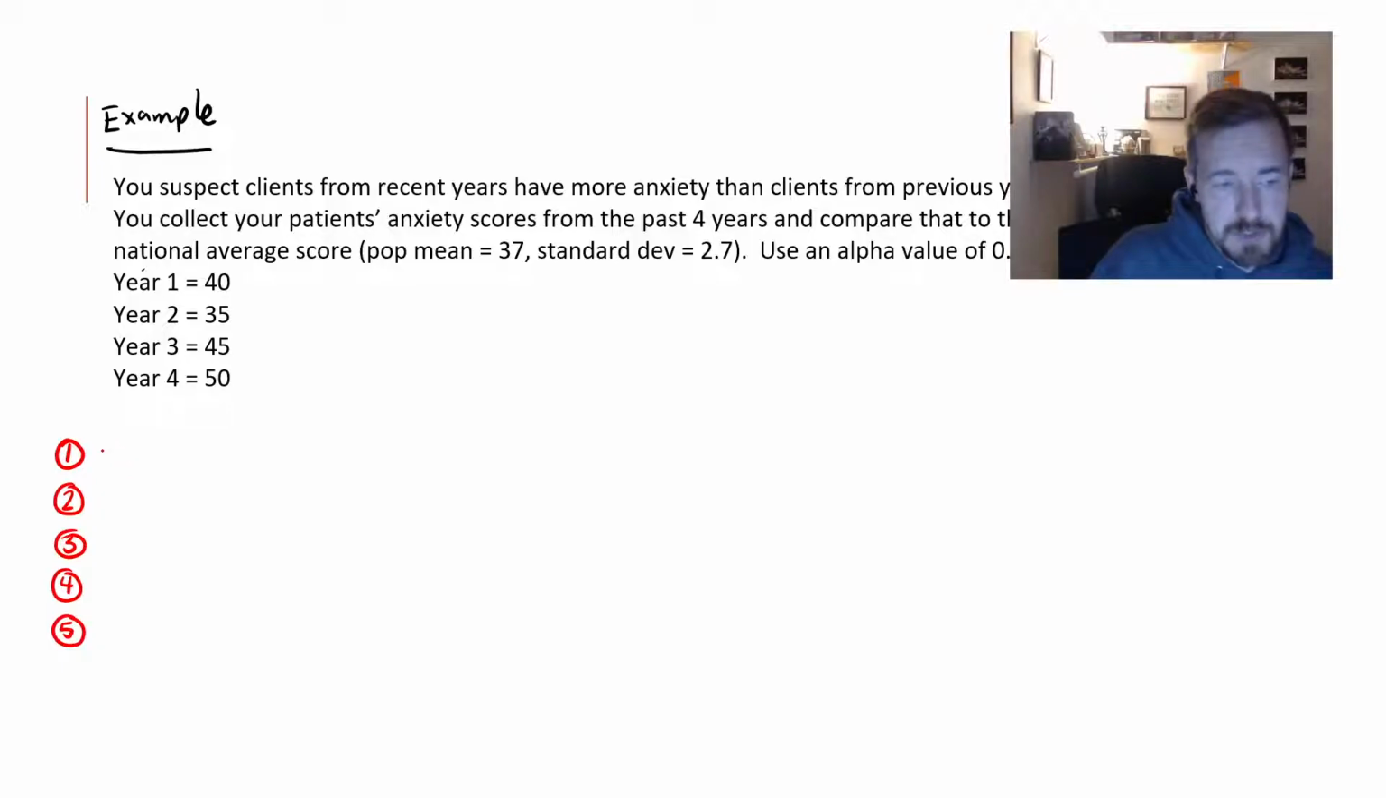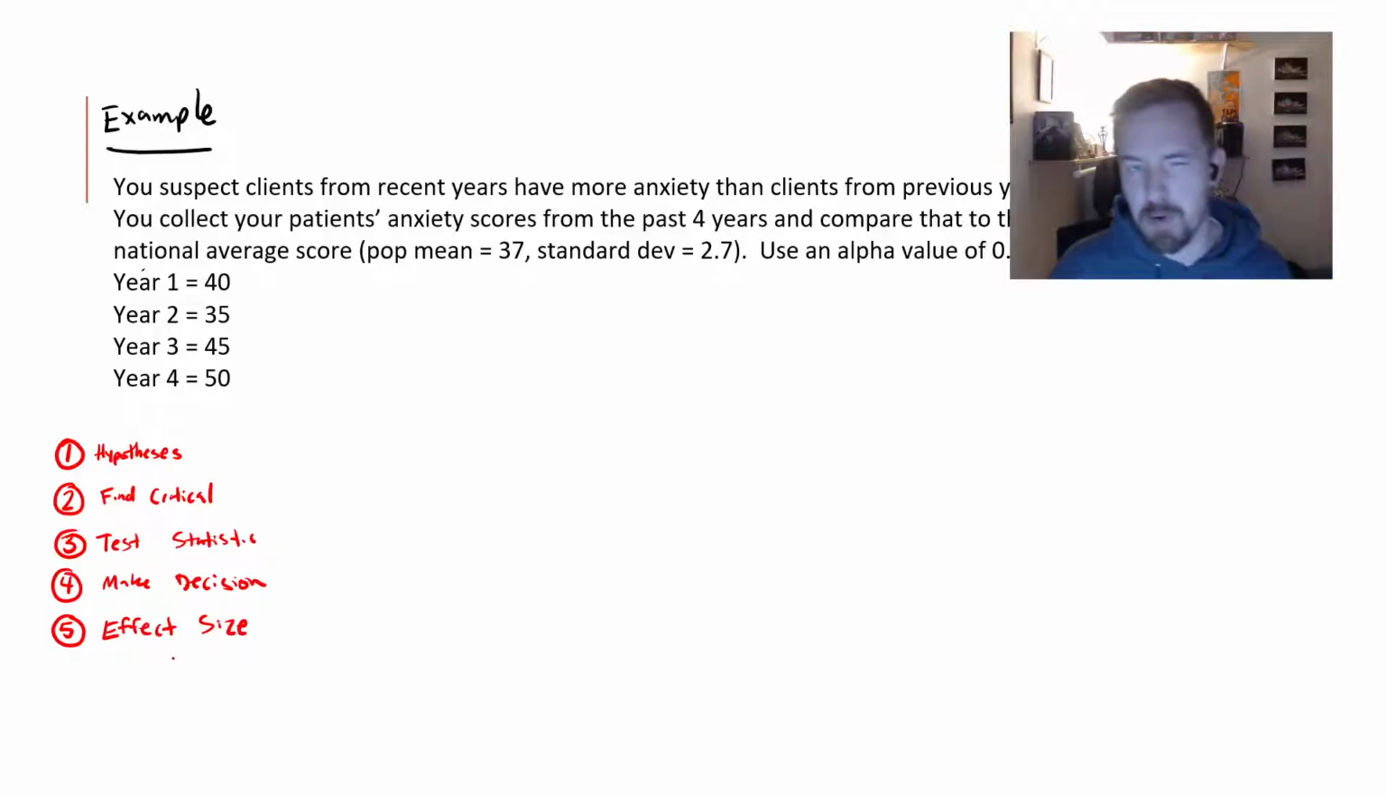So the first step is we are going to make our hypotheses. The second step is find the critical value. The third step is then find the test statistic. The fourth piece is make a decision. And then the fifth piece, which is kind of a bonus, is to find the effect size. The book doesn't give you this fifth bonus one, but it's an important step, so pretty much I'm always going to ask for the effect size usually. Alright, so let's go through these 5.